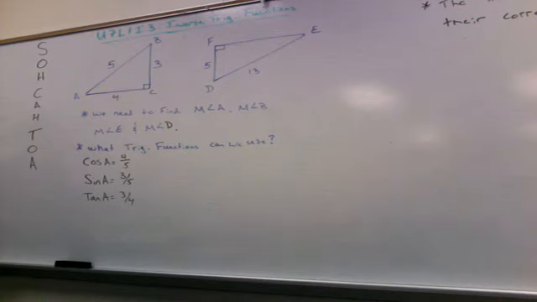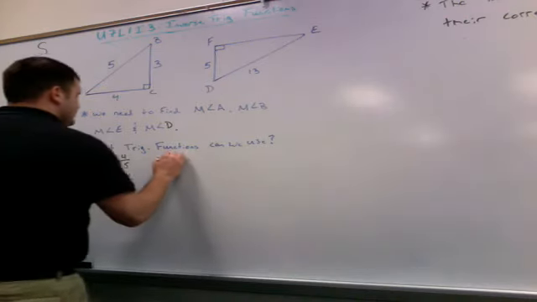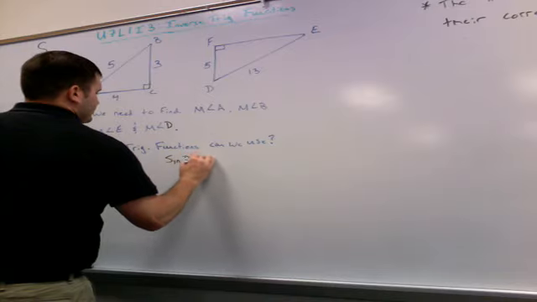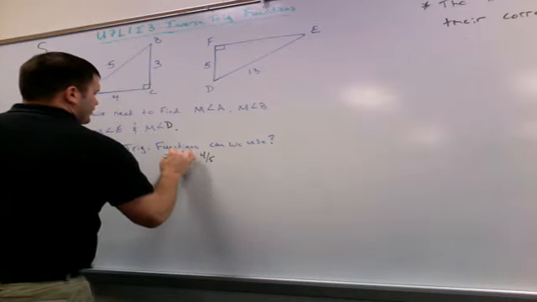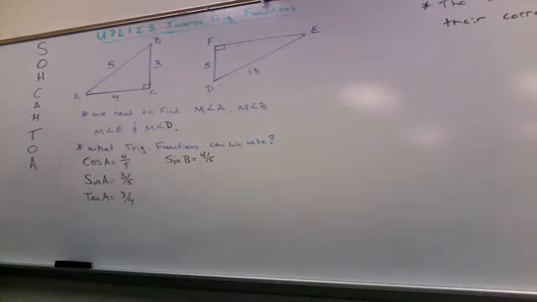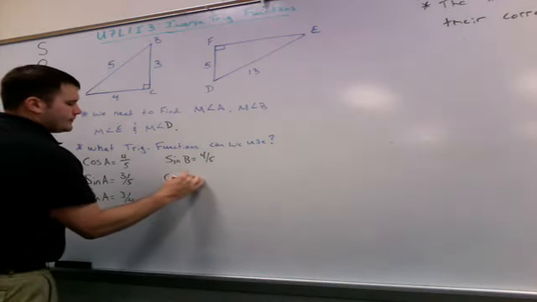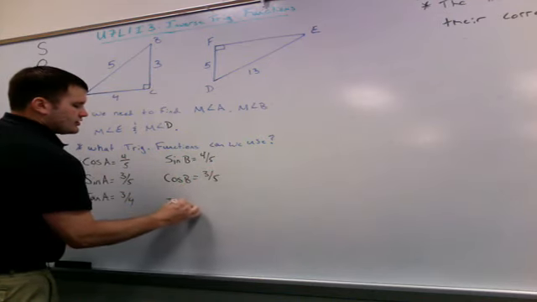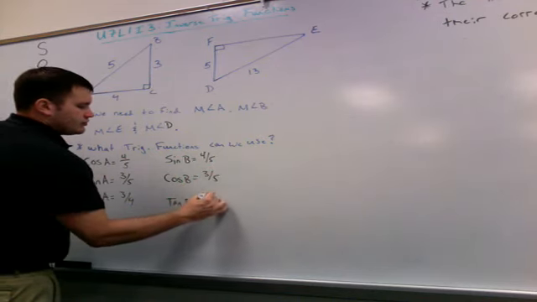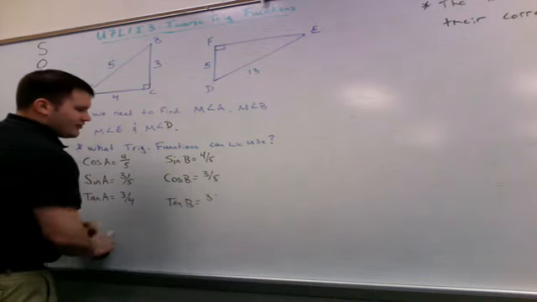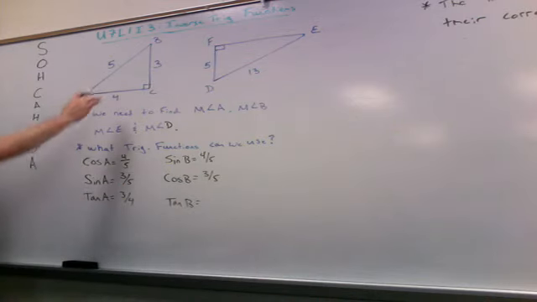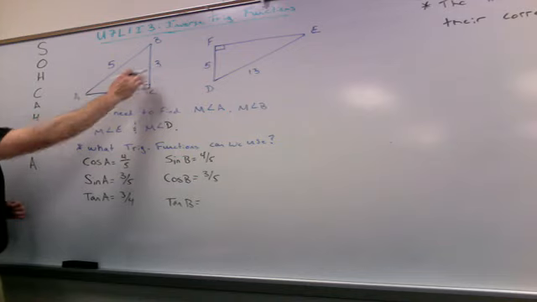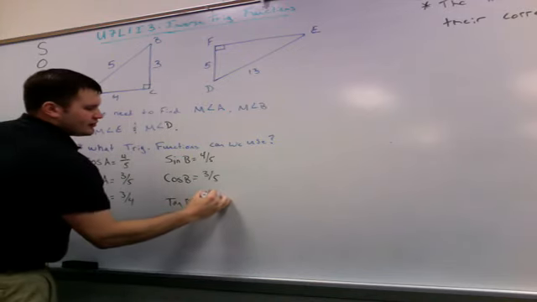Okay, what do you got? Okay. Another one? Cosine, what is that, Josh? 3 over 5. Yeah. And what's tangent? 3 over 4. Ah, there we go. Remember, tangent is opposite over adjacent. Reciprocal. Okay, 4/3.